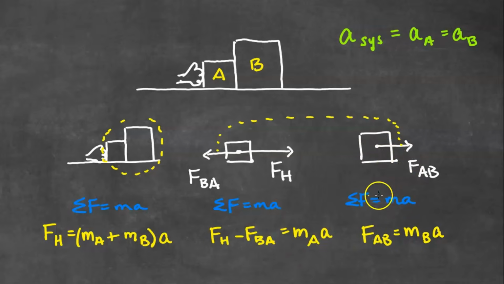For block B, the net force equals mb a. The net force here is FAB. This is the force of A pushing on B, equal to the mass of block B times the acceleration. And remember, the acceleration of all of these 3 systems are going to be equal to each other.